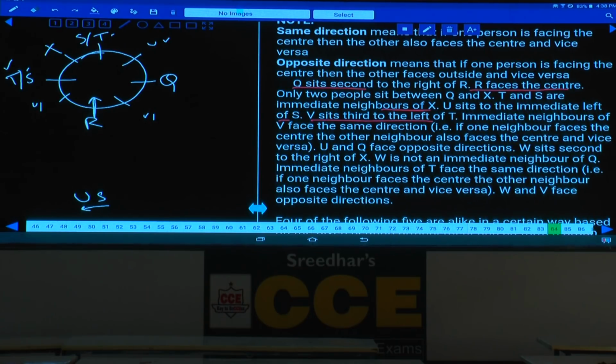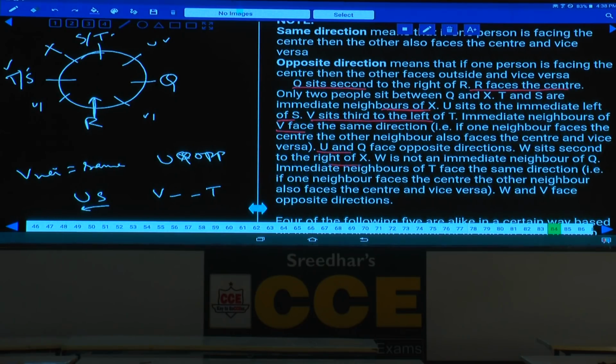T and S are immediate neighbors of X. U sits to the immediate left of S. V sits third to the left of T. Immediate neighbors of V face the same direction. V's neighbors facing the same direction. Next one. U and Q face opposite directions.